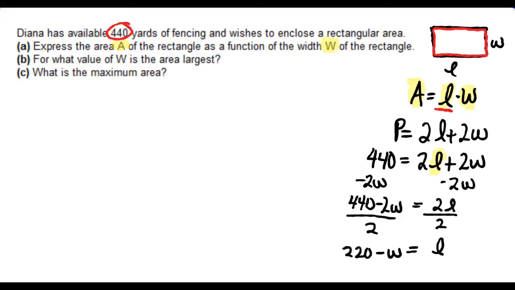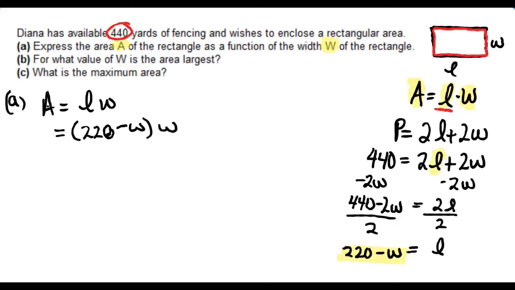So now we're going to be able to answer that part A. We said that the area of the rectangle is length times width, and now that I know that the length is 220 minus the width, I can substitute that in. And simplify a little bit, I've got 220w minus w squared. So now you can see that I have an area function whose only variable is w, which is width. So that is the answer to part A.